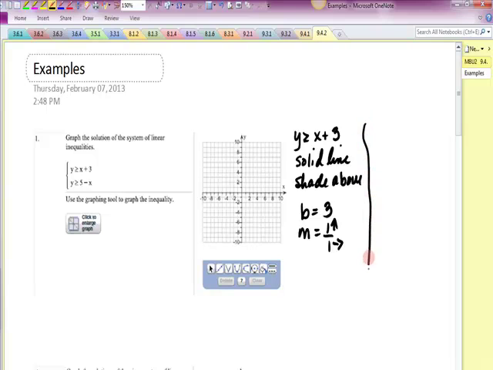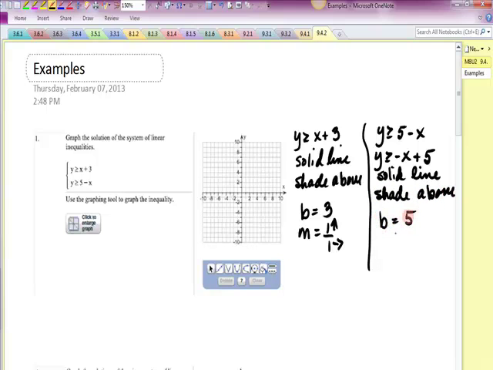I'm going to go ahead and get the second set of information. I have y is greater than or equal to 5 minus x. I'm going to rewrite that: y is greater than or equal to negative x plus 5. All I did was move the positive 5 second and the negative x first. Because of that symbol, it will be a solid line. I will shade, because it says greater than, above. My b value is 5, and my slope is negative 1. Put it over 1, so it's down 1, right 1.